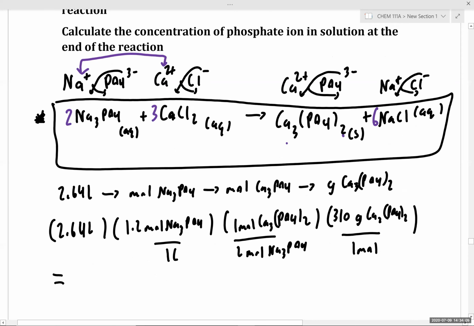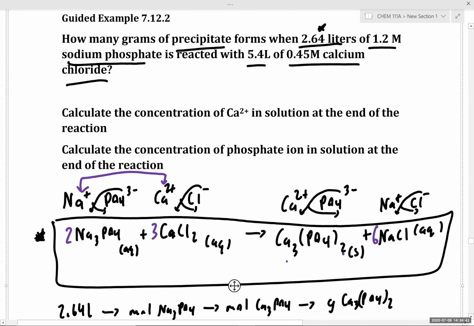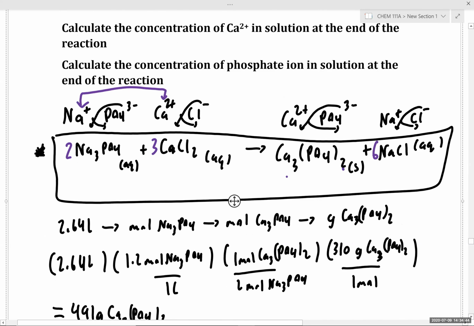So punching this entire line item calculation into our calculator, we'll have 2.64 times 1.2 over 2 times 310, which gives us 491 grams of calcium phosphate, which is Ca3(PO4)2. Let's do another calculation, this time looking at the yield from calcium chloride.